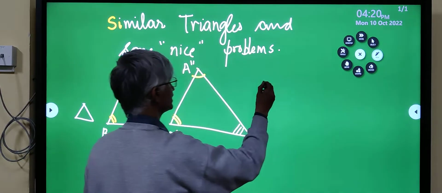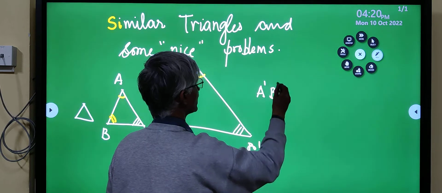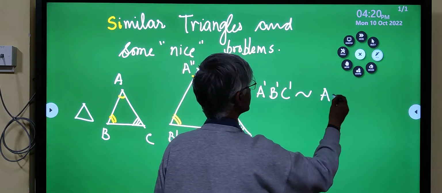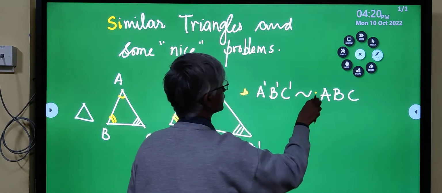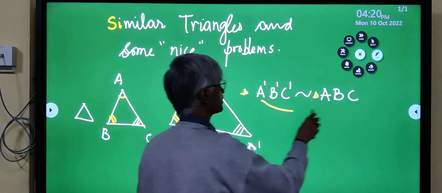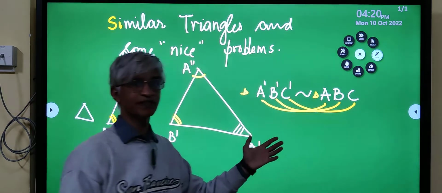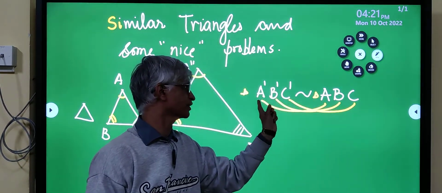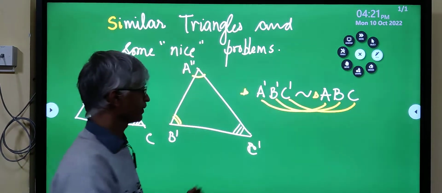So what we can say then, the way we write it is triangle A dash B dash C dash is similar to triangle ABC. So I'm just going to ignore writing the triangle symbol. Now what this means is the corresponding angles are the same. So we have to be very careful when we write down the fact that two triangles are similar. We've got to get their order right, just like in congruence.